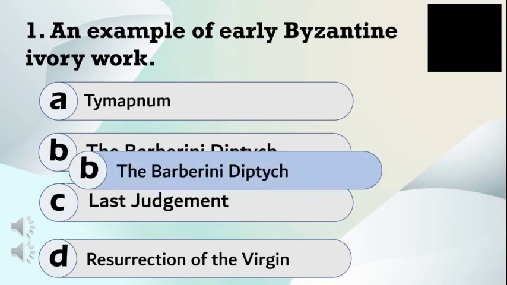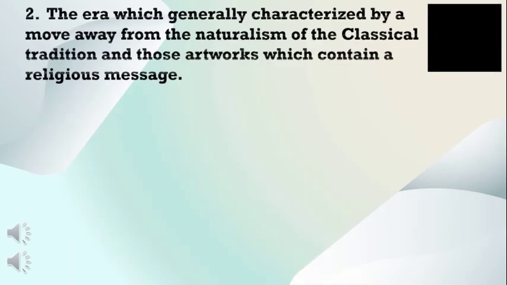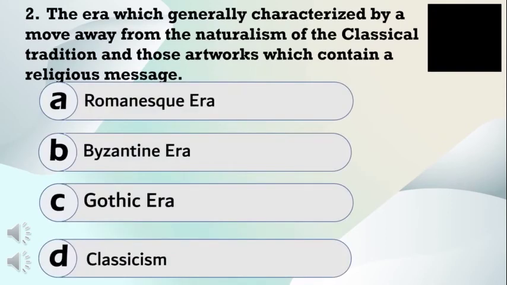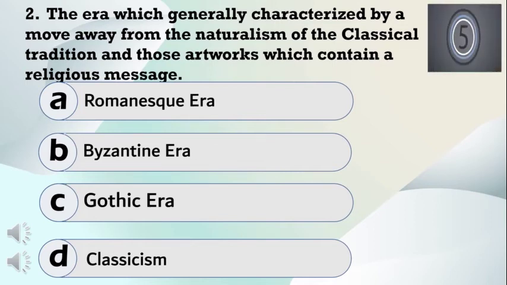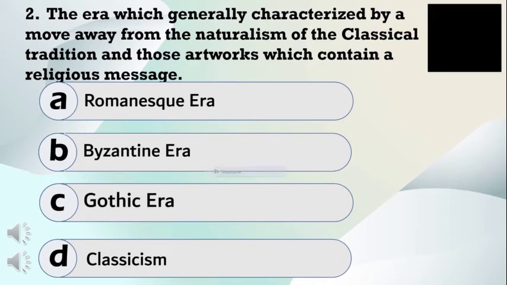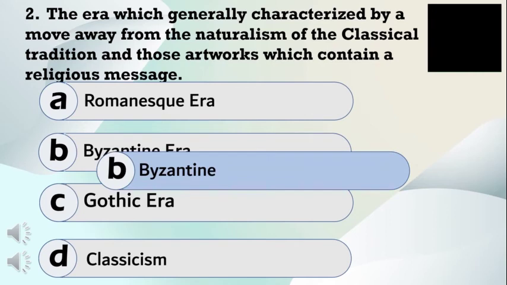The Barberini diptych. 2. The era which is generally characterized by a move away from the naturalism of the classical tradition, and those artworks which contain a religious message. A. Romanesque era. B. Byzantine era. C. Gothic era. D. Classicism. If your answer is letter B, Byzantine era.